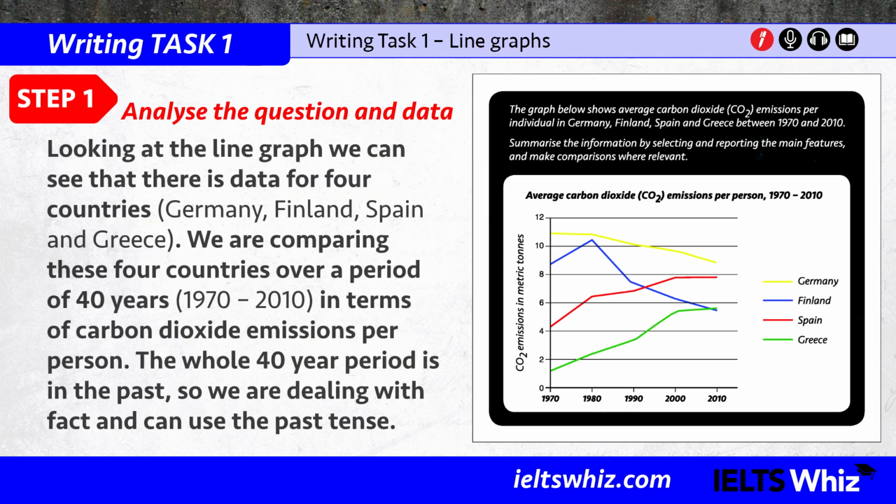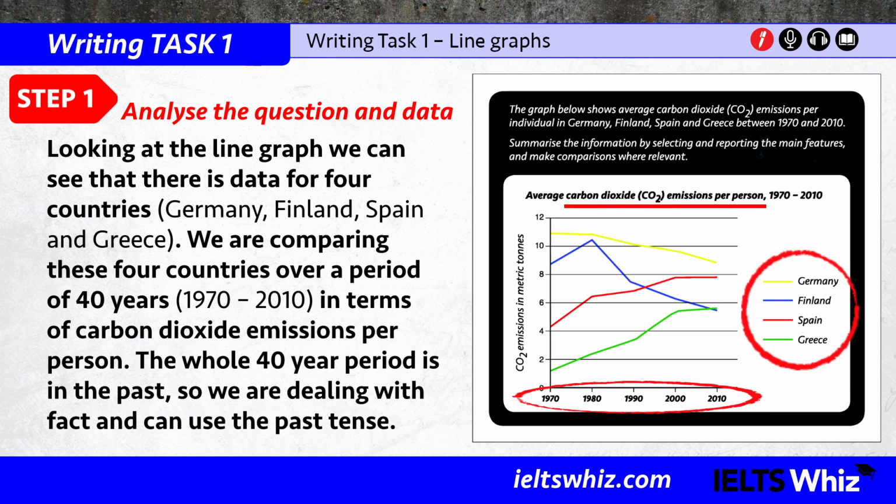So let's analyze the question in more detail. Looking at the line graph, we can see there's data for 4 countries. We are comparing these 4 countries over a period of 40 years in terms of carbon dioxide emissions per person. The whole 40-year period is in the past, so we're dealing with fact and we can use the past tense.